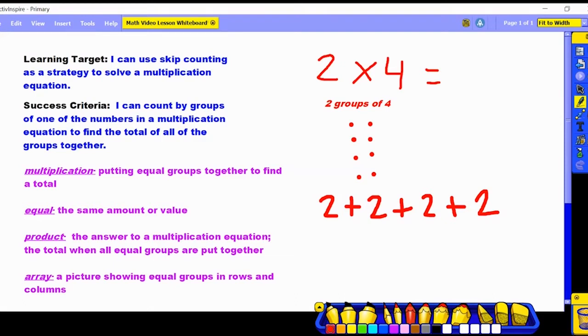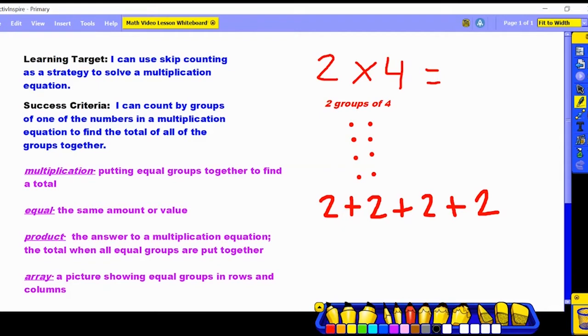Now, I know some of you might have had practice with counting by 2s before, and some of you might not have had practice counting by 2s. So let's talk about how we count by 2s or skip count in order to solve this problem, 2 times 4. When we count by 2s, it's kind of like we're saying every other number out loud. So we always start, by the way, with the number that we're counting by. That's always the first number we're going to say. So if we're counting by 2s, we're gonna start with 2.